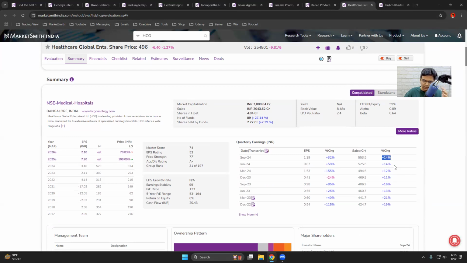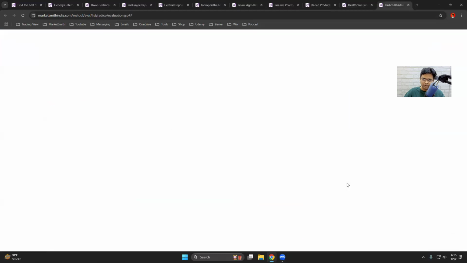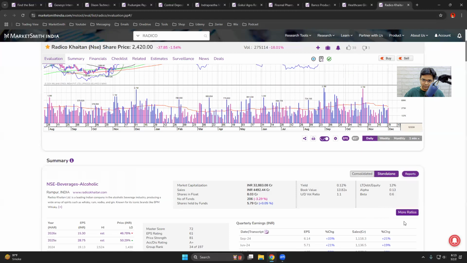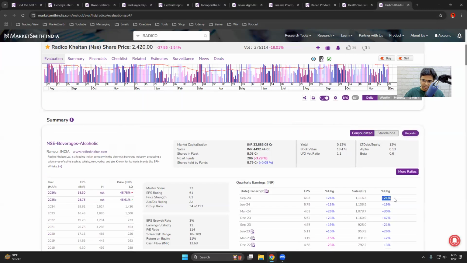Okay, growth is there, but it is flat. It is not accelerating. And this number is less than 25%. Again, EPS growth rate is decelerating. Not allowed. Okay. Radico Khaitan, click on consolidated. See, the number is less than 25%. See how easy it is to reject stocks just on the basis of sales growth.